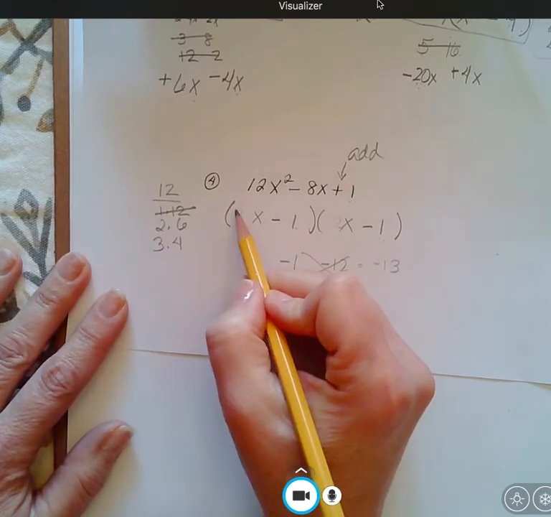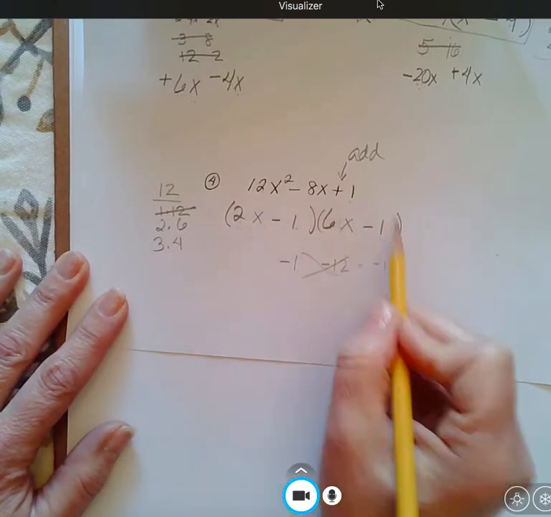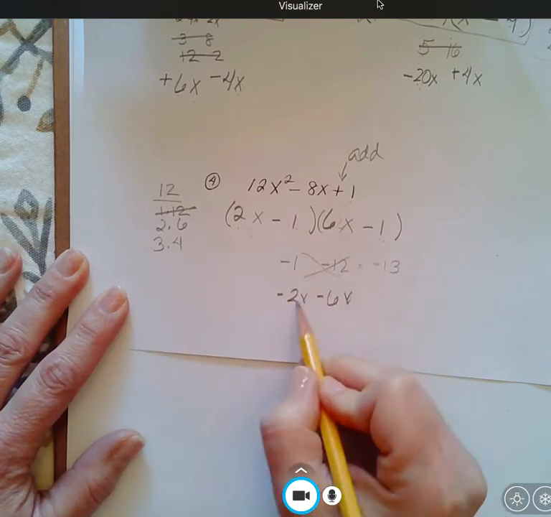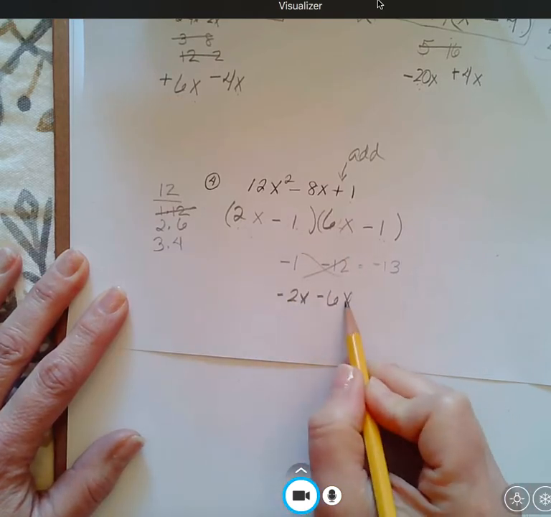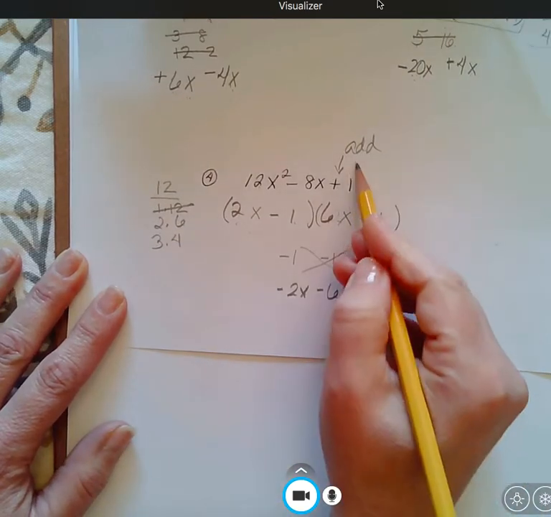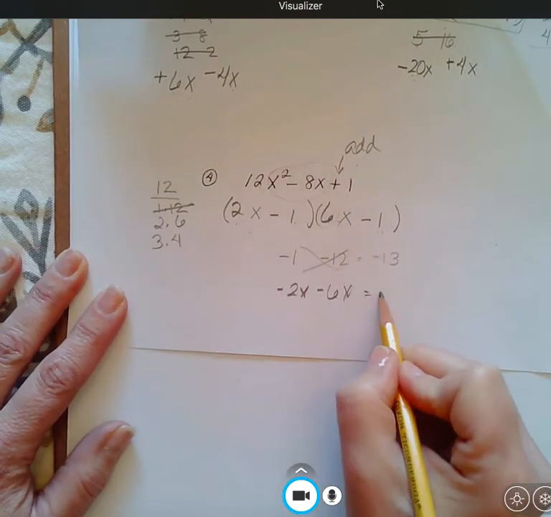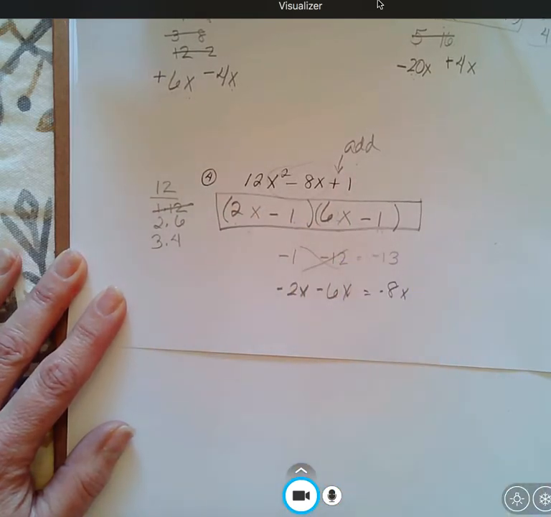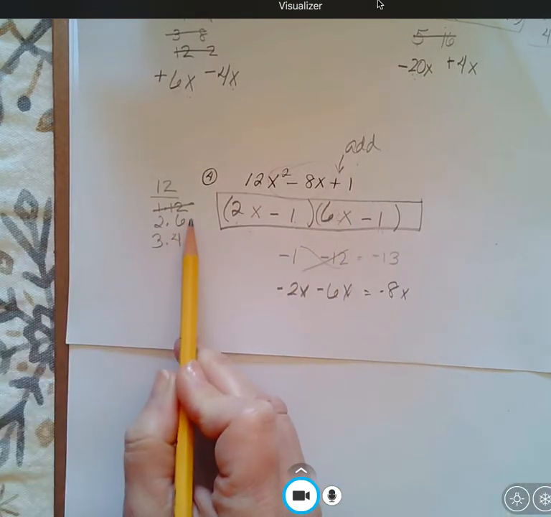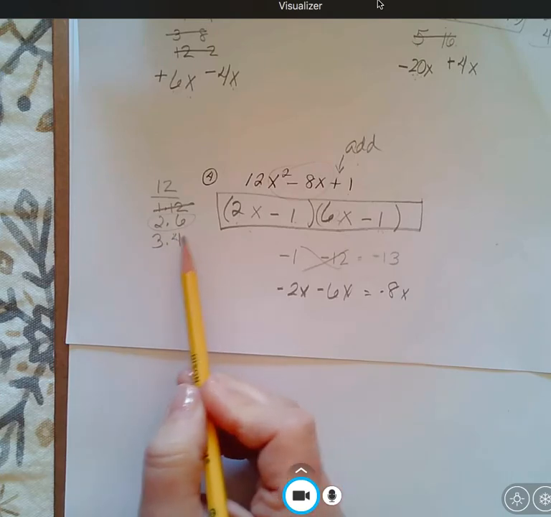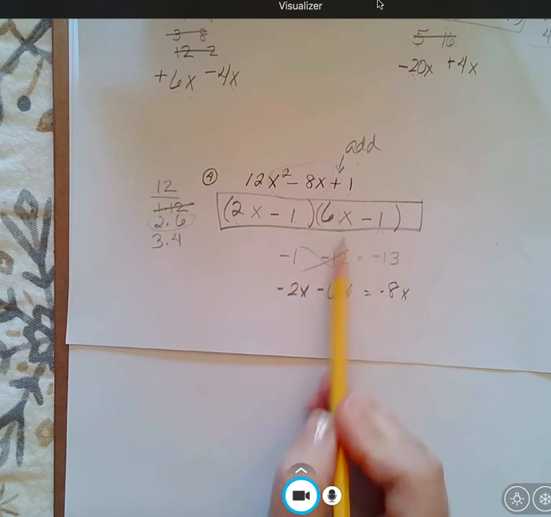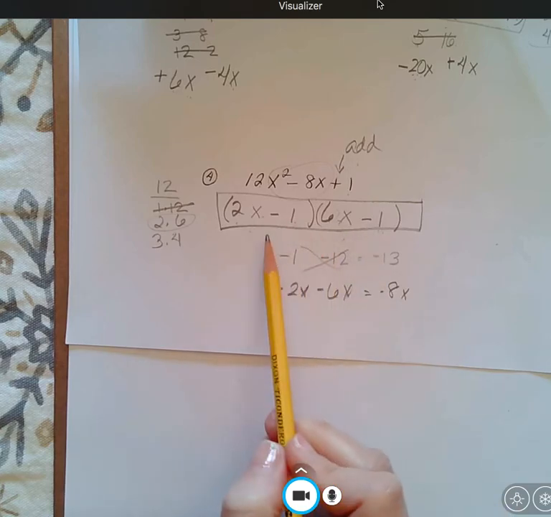That's not it. Let's go with 2 and 6. Your outers is a negative 2x. Your inners is a negative 6x. And, oh yeah, look at that. That's how you get your negative 8x, and we are done. Have you checked this one first? Sometimes we get lucky. Sometimes it's the very first one that we check, and I love it when that happens, but that is it. That's your answer, and you can always FOIL to check it out.